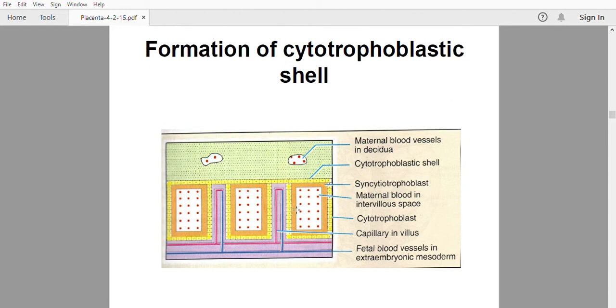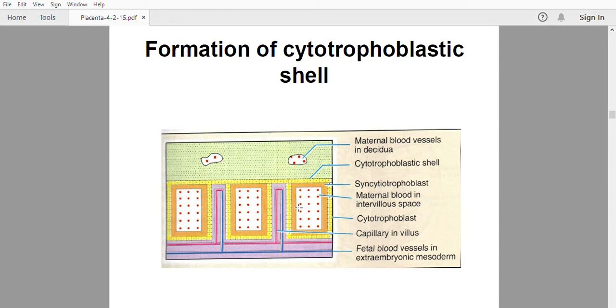That is either through diffusion. We have studied in the last class, isn't it? So that is either through the simple diffusion or the facilitated diffusion with the help of carriers. So these are the major functions of the placental membrane.